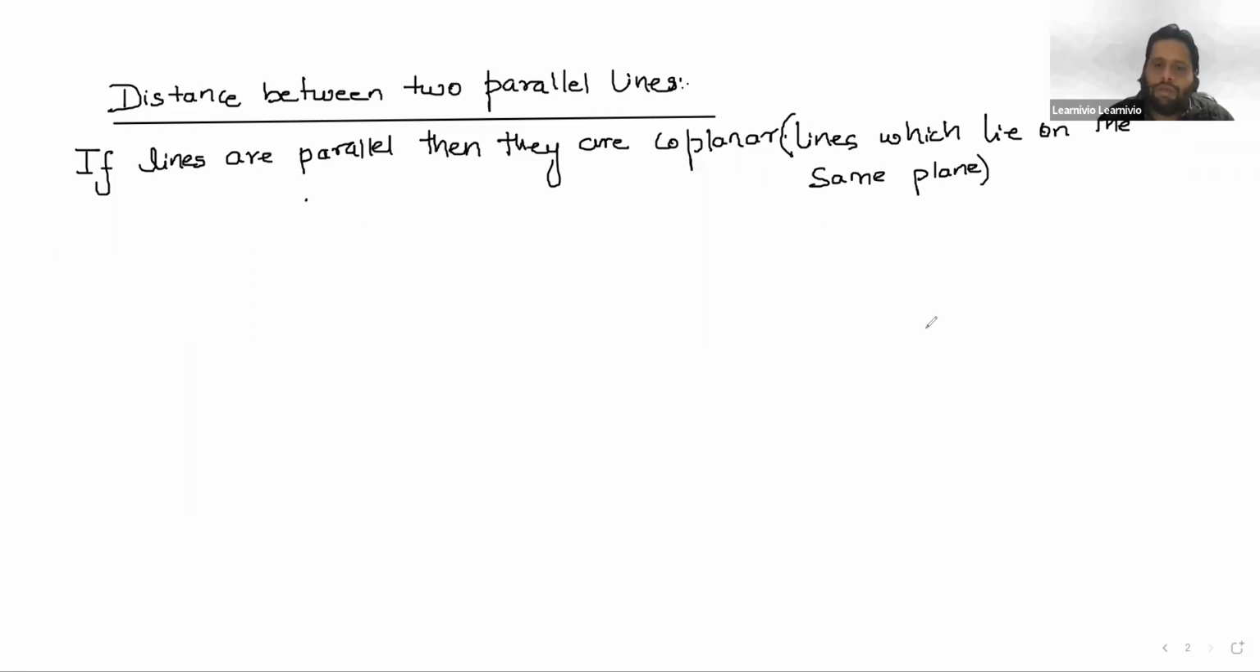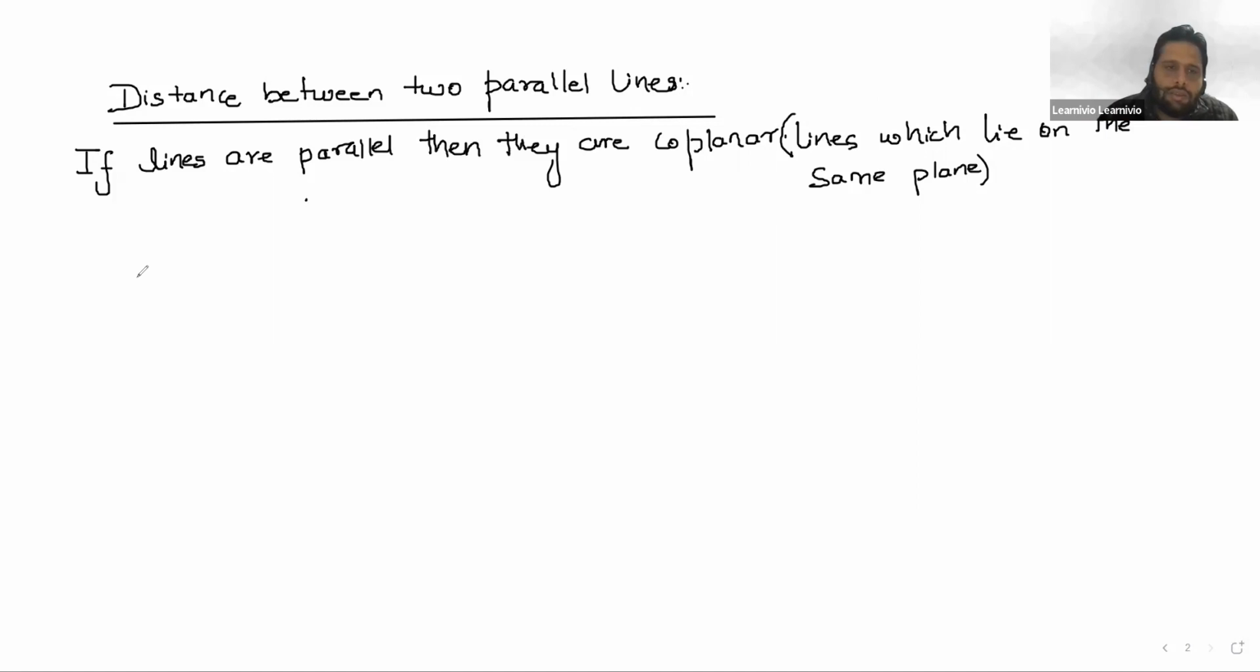What is meant by on the same plane? Just take out a sheet of paper and draw the lines in that. So any number of lines which lie on that sheet of paper are said to be coplanar. Okay, because that is one plane. In that plane, whatever lines you draw, those are said to be coplanar. I hope coplanar is clear to all of you. What are coplanar lines? The lines which lie on the same plane. So I'm saying if lines are parallel, then they are coplanar.